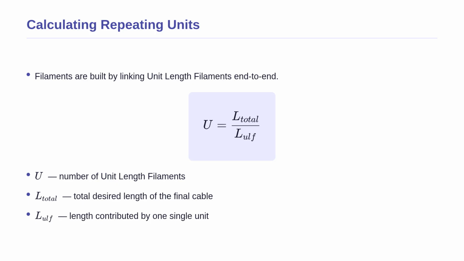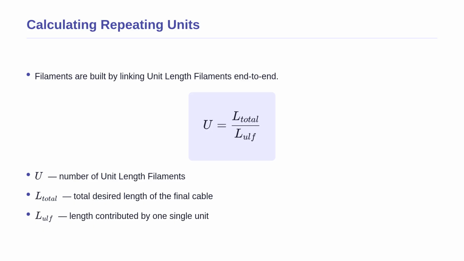Now that we have seen how strong a single filament is, let us explore how the cell builds them to a specific length. An intermediate filament is built by linking unit-length filaments end to end. To find out how many units are needed, we use the formula U equals L total divided by L ULF. Conceptually, this is just dividing the total distance by the size of one building block. U represents the number of unit-length filaments required.